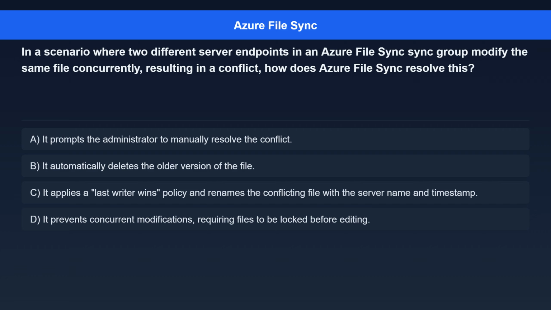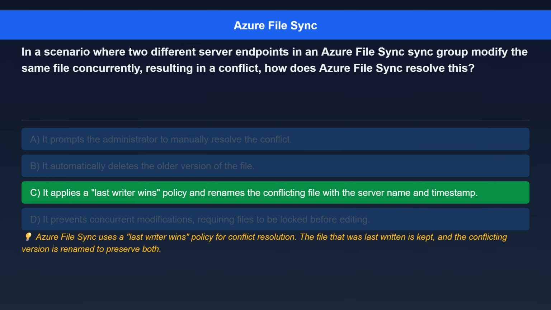Option A. It prompts the administrator to manually resolve the conflict. Option B. It automatically deletes the older version of the file. Option C. It applies a last writer wins policy and renames the conflicting file with the server name and timestamp. Option D. It prevents concurrent modifications, requiring files to be locked before editing.